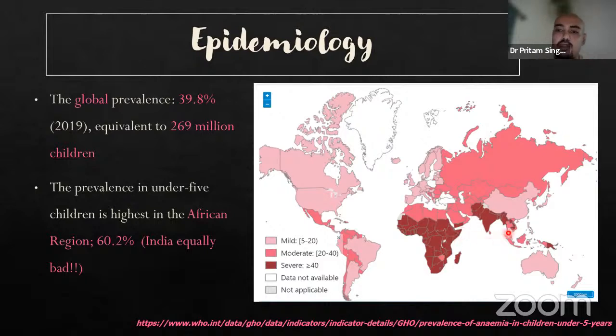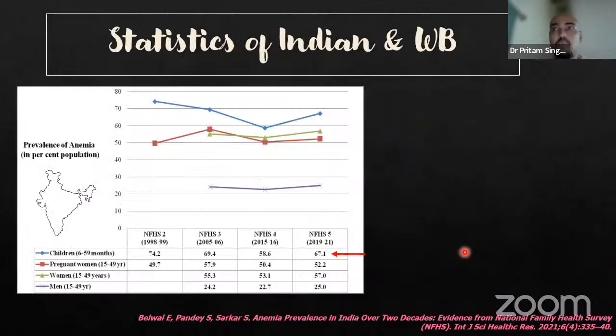So you can see that Southeast Asian nations and Africa are doing the worst as far as the anemia prevalence in children and adolescents is concerned. So we are really living in a nation where the prevalence of childhood anemia is really alarming, and we should work on it.